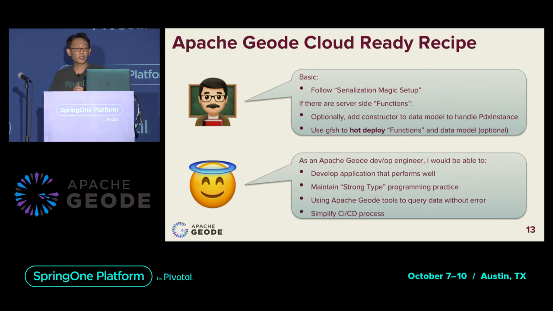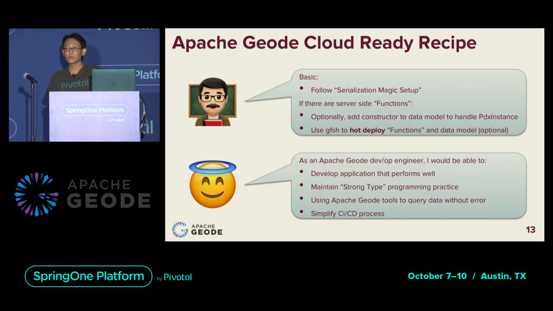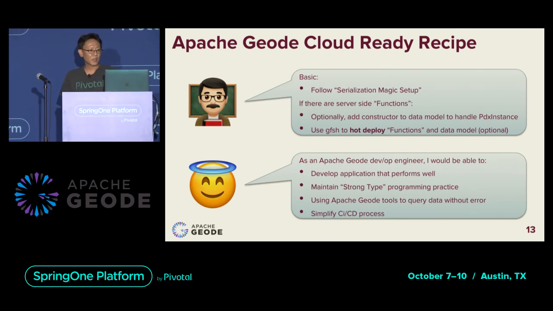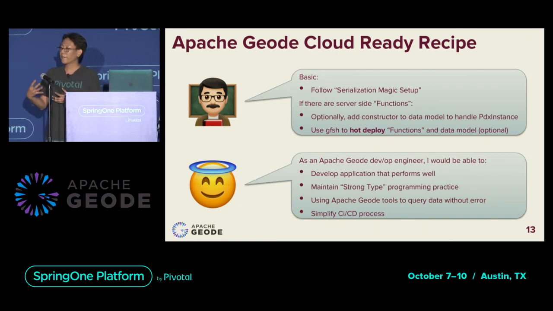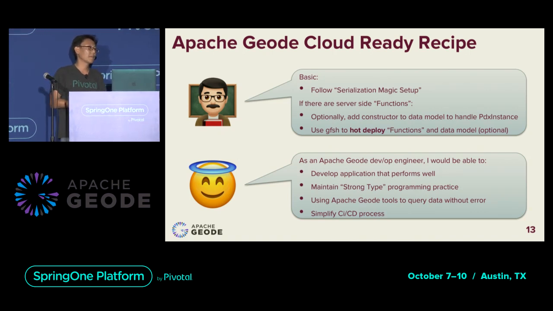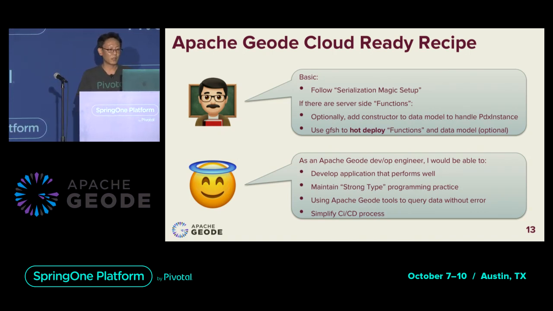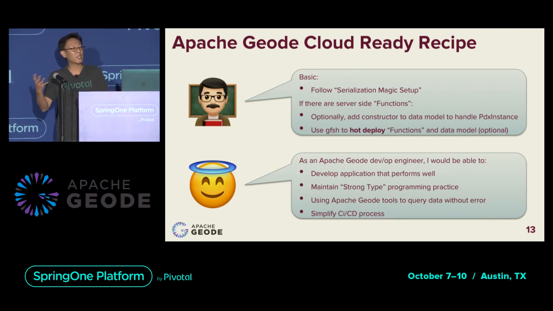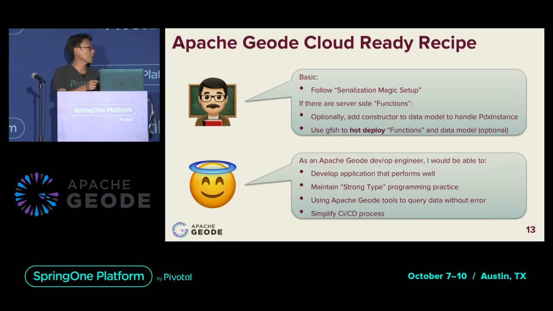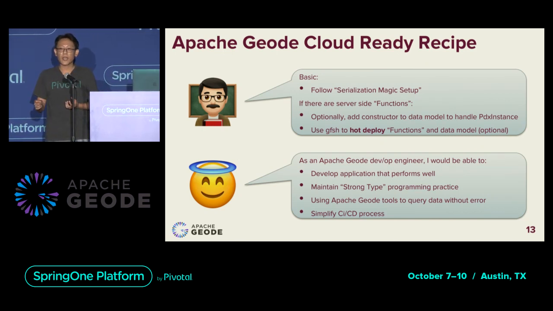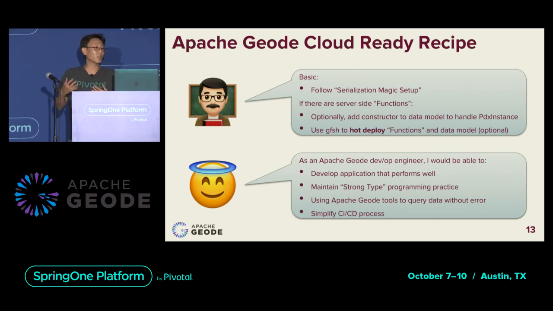So this is what I call the Apache Geode cloud recipe. We follow the serialization magic setup. Then, if you have server-side functions or a server-side component you want to deploy, and you still want to follow strongly typed programming practice, you can create a constructor that handles the PdxInstance. And then you can use gfsh, a tool that we provide that works with cluster configuration, to do a JAR deploy. By doing that, there's no need for a cluster restart.